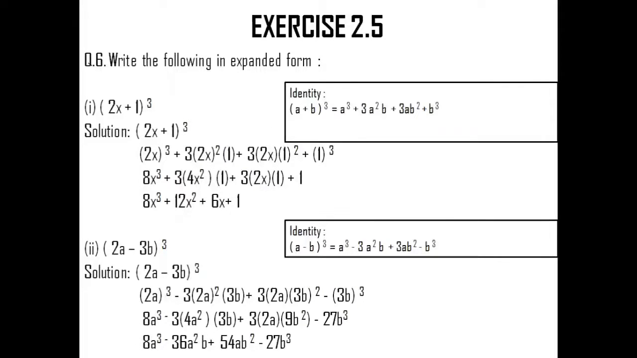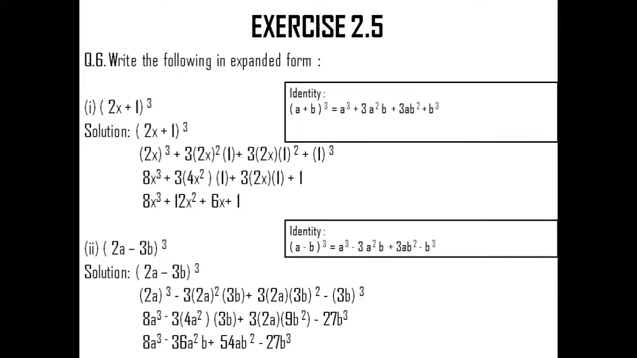What will a be replaced by? A will be replaced by 2a. And what will b be replaced by? B will be replaced by 3b. So in my identity, wherever a is there, I would replace that with 2a. And wherever b is there, I would replace that with 3b. And when you solve the identity, the final answer that you'll be getting is 8a cube minus 36a square b plus 54ab square minus 27b cube. It is as simple as that.